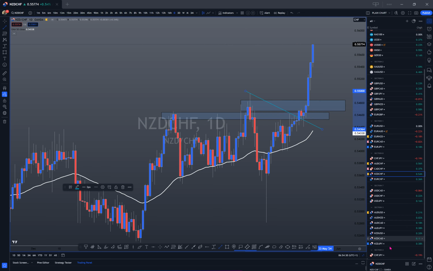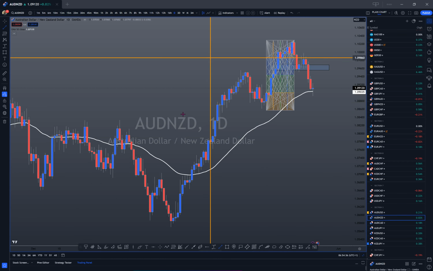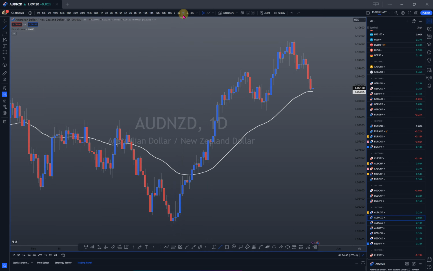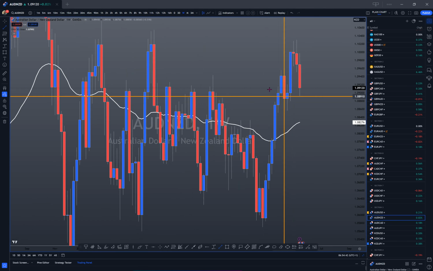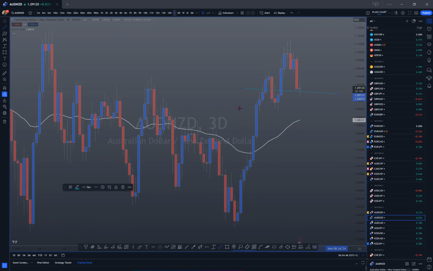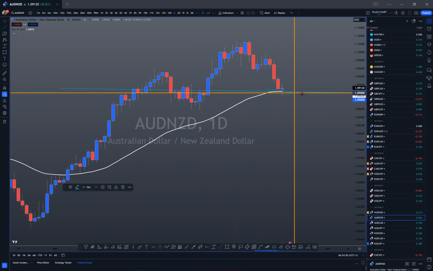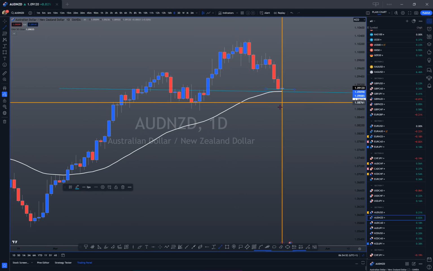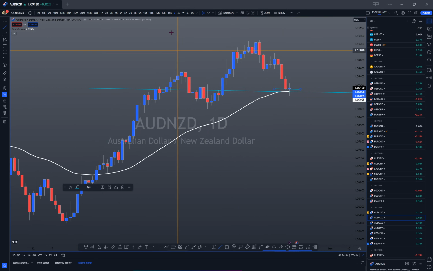So let's look at something random. Let's look at AUD NZD. Let's look at the weekly time frame. Price is clearly above the 50 EMA. We go to the daily time frame and price is testing the daily EMA. Yes, so we are still above.